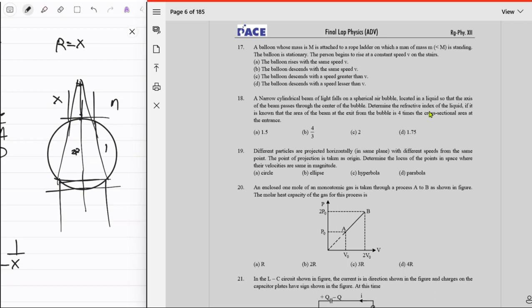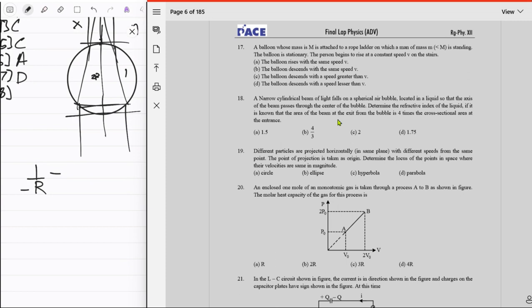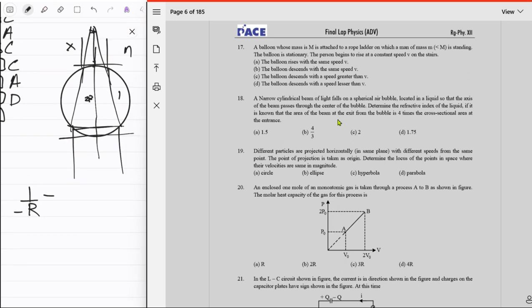Okay. It is known that the area of the beam at the exit of the bubble is 4 times the cross-sectional area at the entrance. X equal to R. We just have to do it. So like यहाँ पे क्या होगा, negative R and then minus mu1 upon R, right? So mu1 upon यहाँ पे infinity आ जाएगा ना, सिर्फ वो तो गया है इधर.